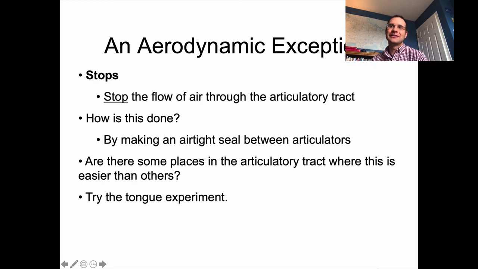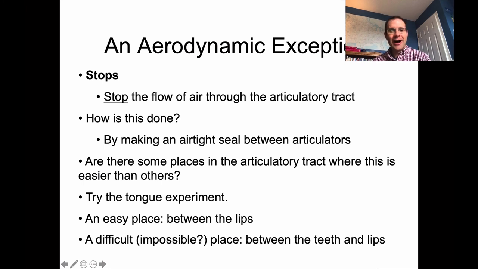And you can think of your tongue as your fingers looking for a place to make a nice closure to give you a specific note that you're going to play with your articulatory tract. So I mentioned here on the slide, an easy place to do this without your tongue is between the lips. A difficult place to do this is between the teeth and the lips. Not using your tongue at all, we have sounds like f and v. In English, they're labiodental because you're curling your lower lip underneath your upper row of teeth, and you can blow air through that nicely to make that fricative sound.